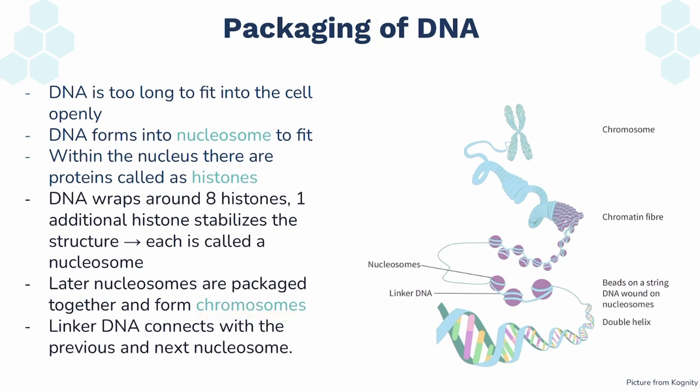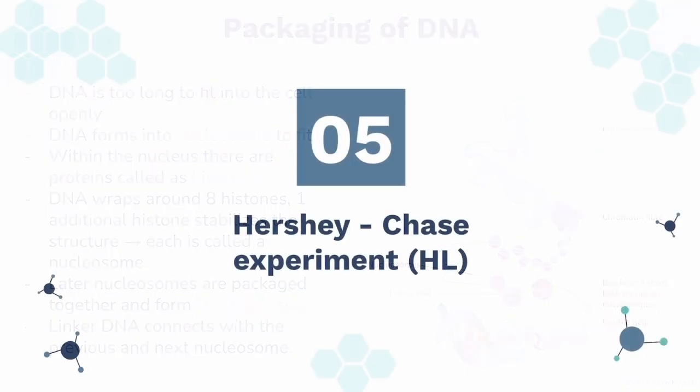Linker DNA connects a nucleosome with the previous and the next nucleosomes. As you can see in the picture, this is the structure of a nucleosome. These nucleosomes later form chromatin fibers, and then chromatin fibers are shaped into the chromosomes.